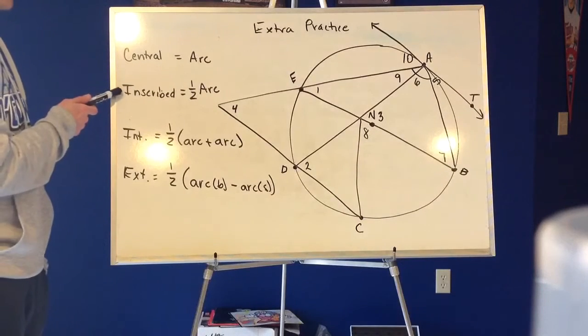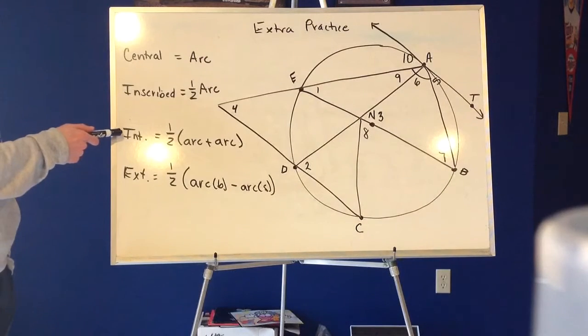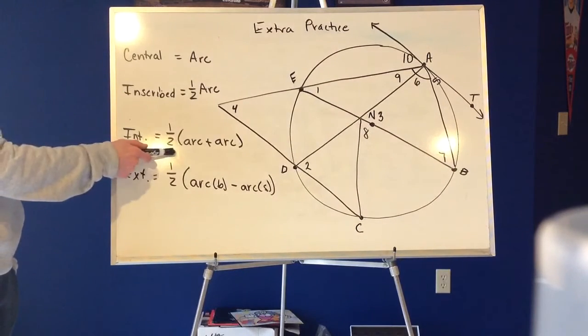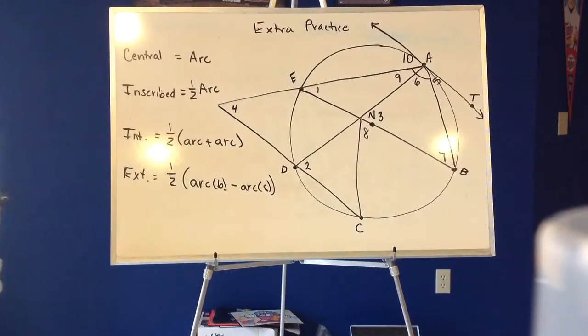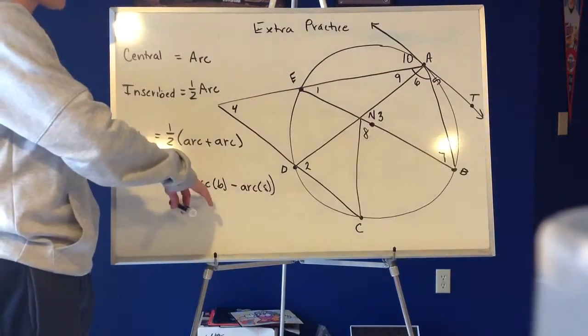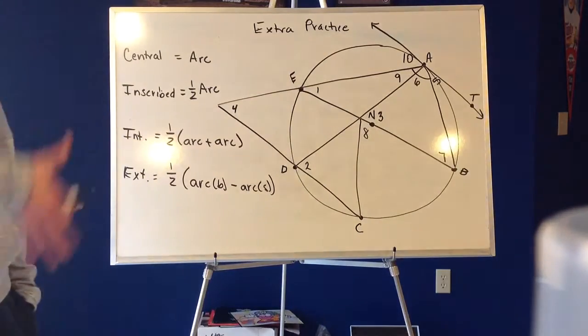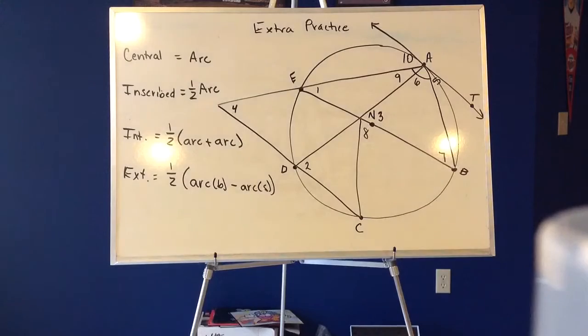The second type we talked about is inscribed angles. Those will always be half of their arc. Then we talked about the interior angles, where we did 1/2 arc plus arc, its arc and its vertical angle's arc. And then we had exterior angles, where we did 1/2 and we took big arc minus little arc. So if you need to refresh on any of that, you can look back in your note packets, but hopefully by going over this, you're going to feel pretty good about it.